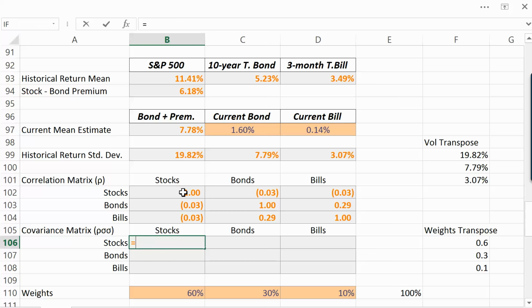However, if I do it this way, the correlation between stocks and stocks times the standard deviation of stocks. Now that's in row 99. I'm going to anchor 99 times the standard deviation of stocks, and I'm going to anchor F.